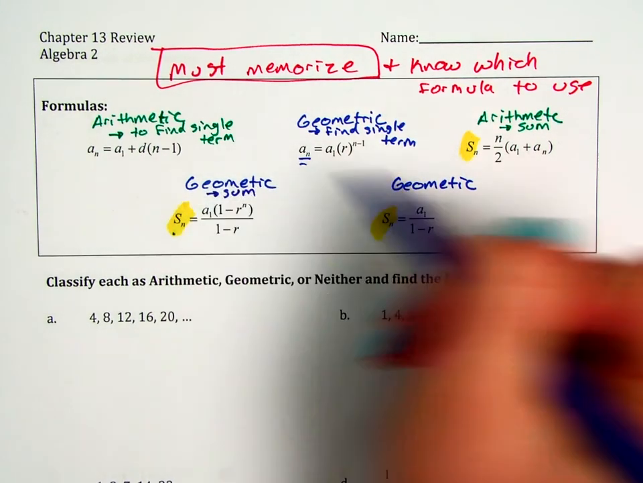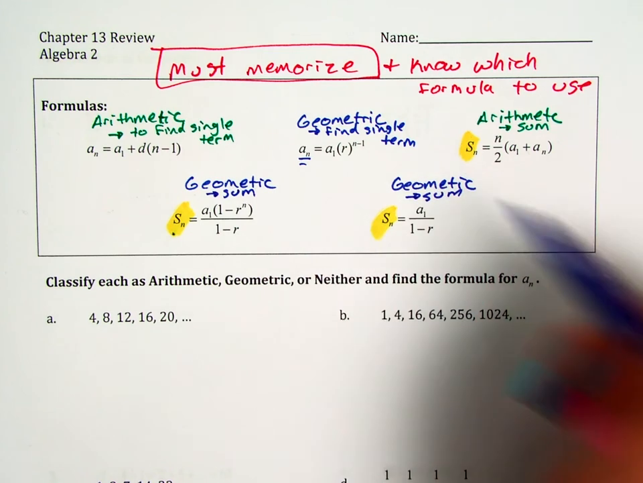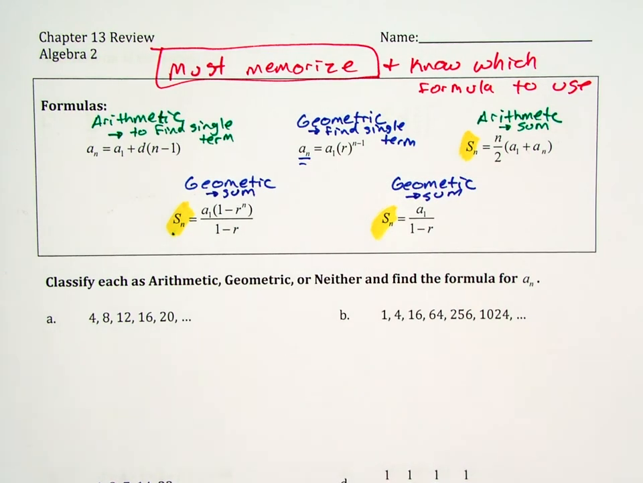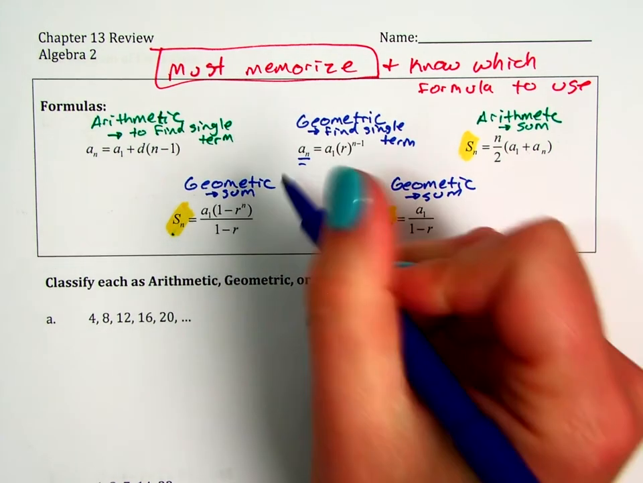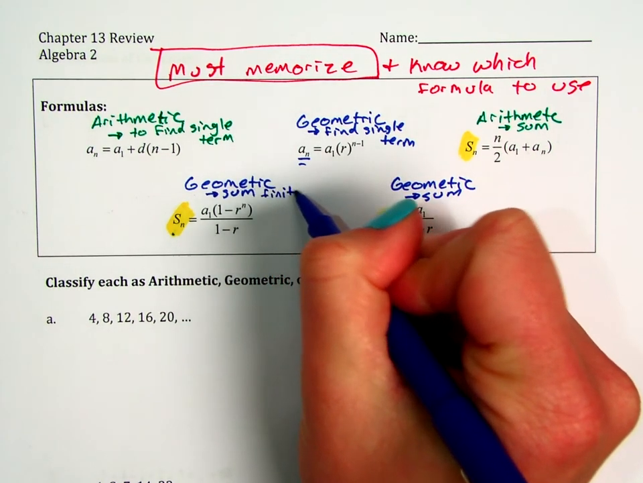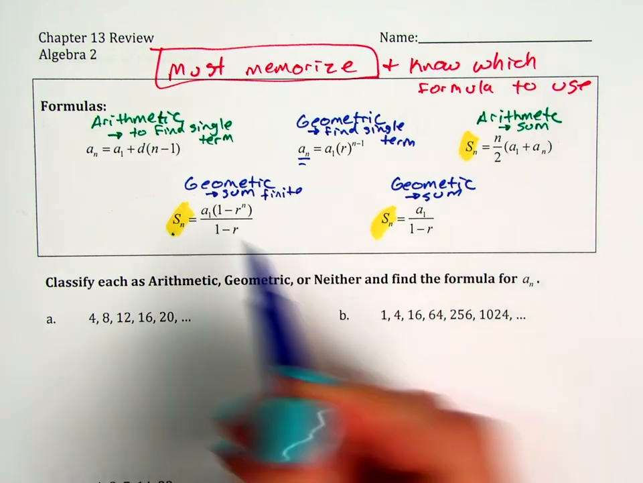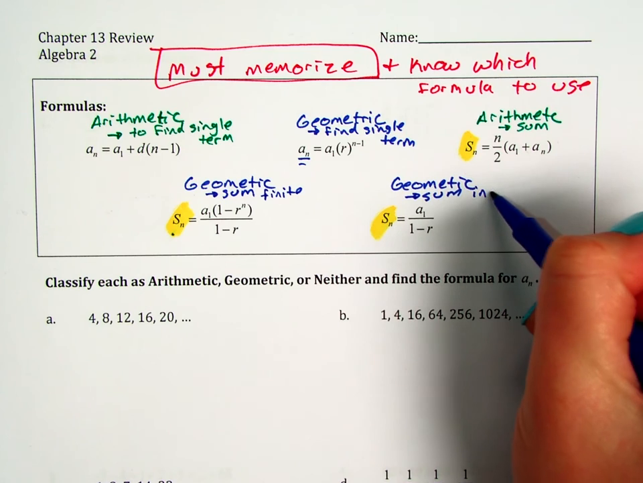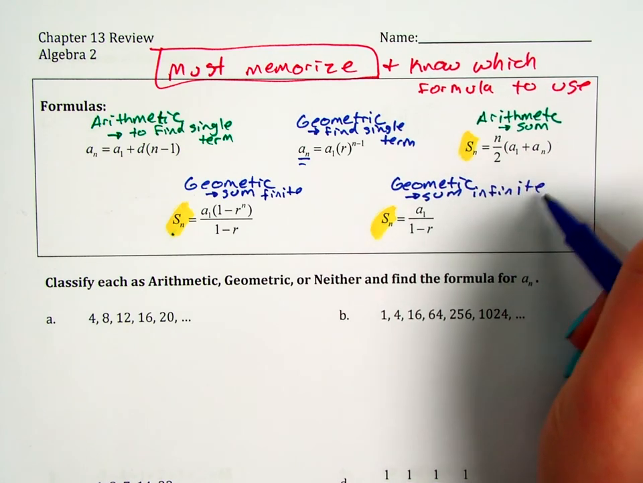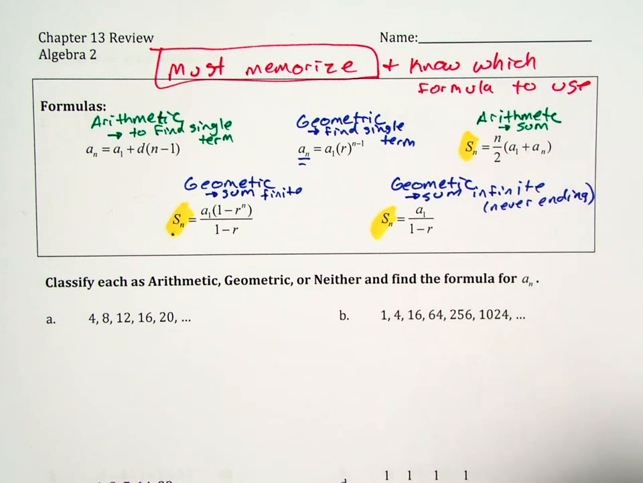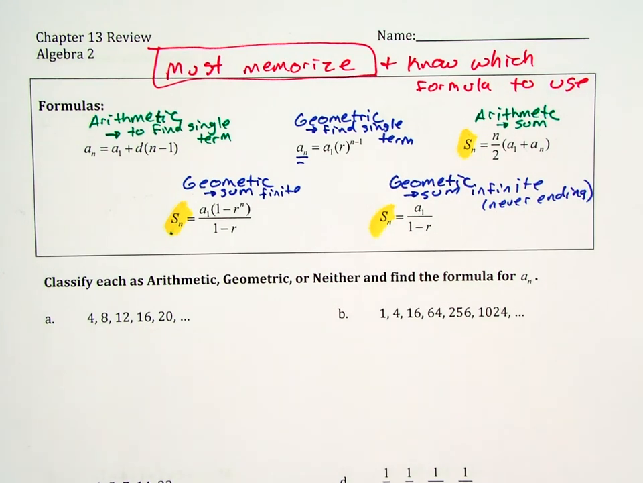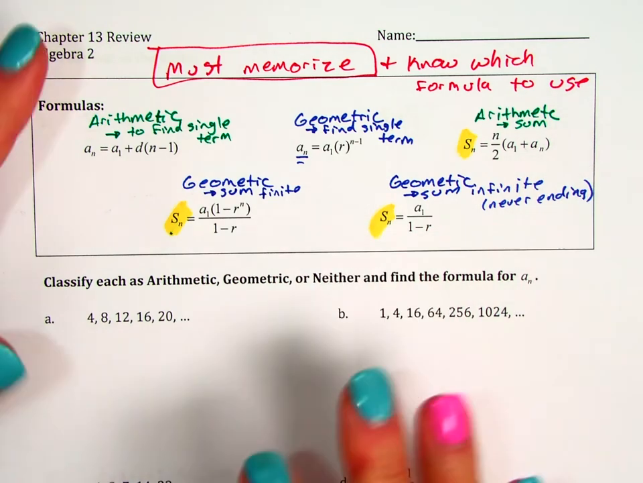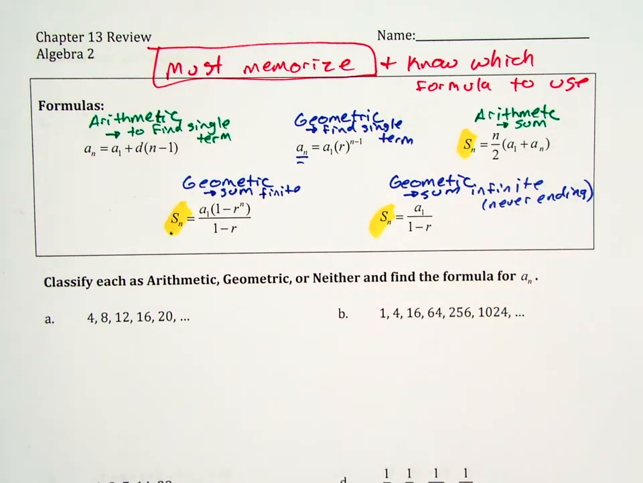Now remember, geometric sums are different depending on what type of series it is, right? If it's a finite series versus an infinite series, they have different formulas. So this one is the sum for a finite series. And we know that because there's this n in the formula telling us that there's an n number. This one is for an infinite series. Remember, this is the one that's never ending. Okay, so as we go through these problems, you're going to have to identify, is it arithmetic or geometric? And then, is it for a sum or just a single term?